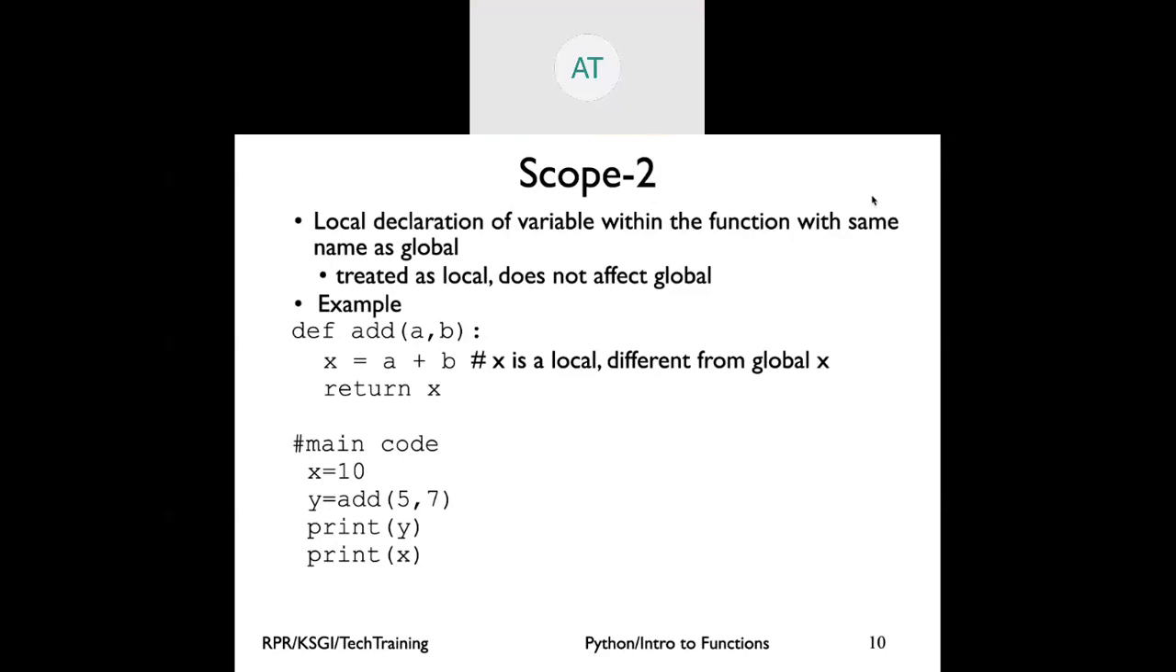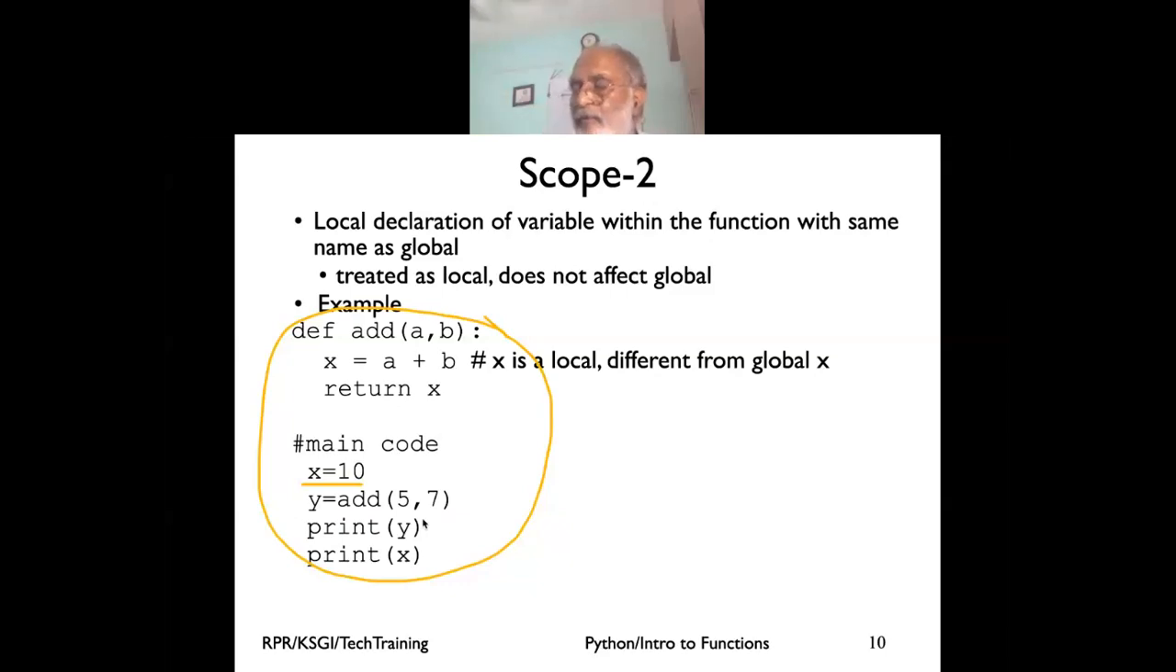Now look what I have done. I said x is equal to 10. Now, x is a variable which is global. That means this x is available in the entire file. Now, I say y is equal to add(5, 7). So a becomes 5 and b becomes 7. And I'm saying x is equal to a plus b.